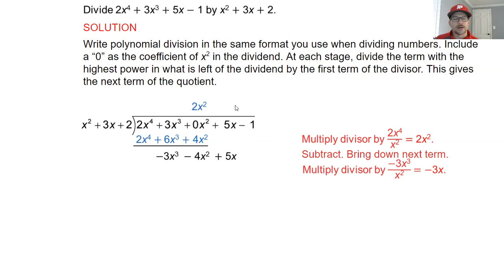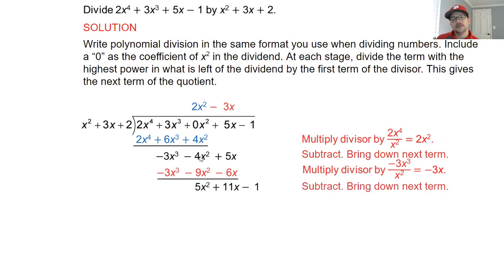Then we're going to repeat this process. So some term up here times x squared, that's going to give us a negative 3x to the third. So we need to multiply an extra x and a negative 3 so that they line up. So that's a negative 3x. Multiply that negative 3x times everything and line up your terms. Subtract, notice how these two are the same, so they cancel. Negative 4 minus a negative 9 is positive 5. 5 minus a negative 6 is positive 11. Bring down your negative 1.